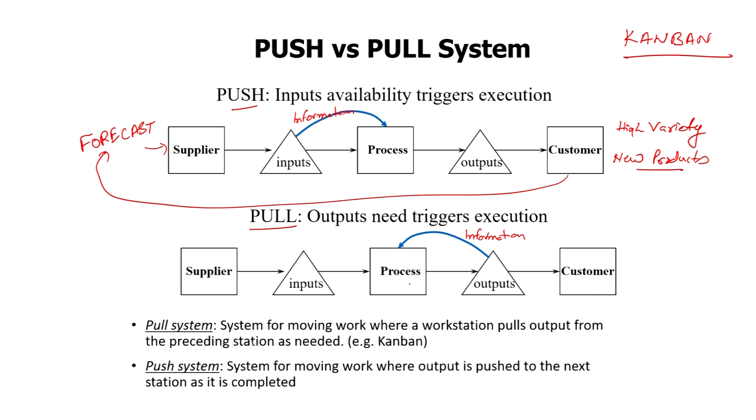The pull system is a system for moving the work where a workstation pulls output from the preceding workstation. So, this workstation pulls the production from the preceding workstation as needed. That is the Kanban system. The push system is a system for moving the work where output is pushed to the next workstation as it is completed. You have completed the work, you are pushing the material to the next workstation, whereas in this case material is pulled by the customer.